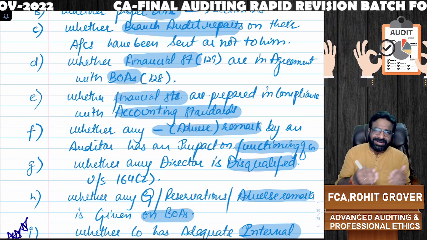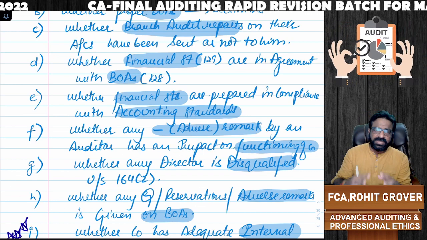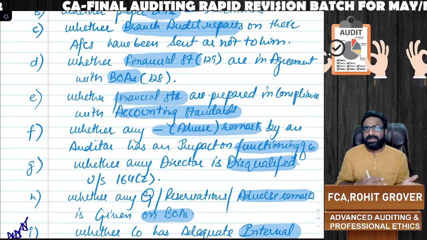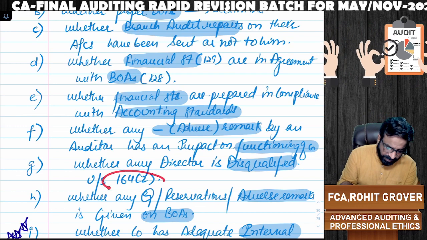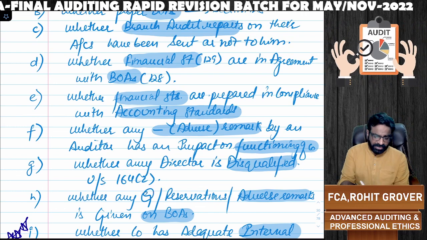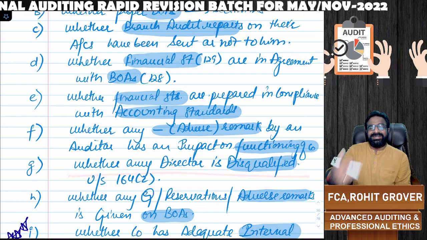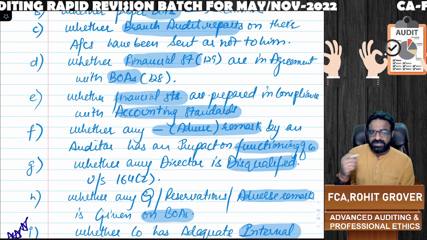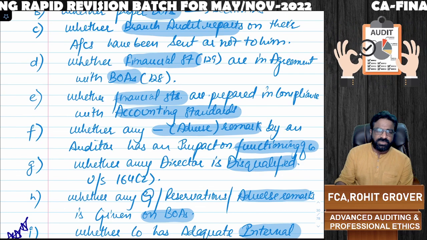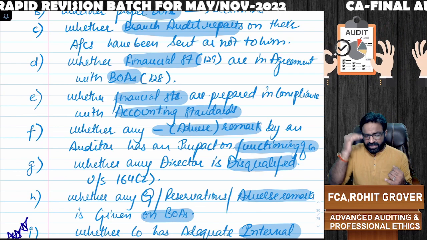If you were a director at that point of time when the default was taking place, you are disqualified to be a director in any company for the next 5 years. That is section 164 subsection 2. So at this point, the auditor is reporting whether any of the directors is disqualified under section 164 subsection 2 or not. So let's understand clauses A to F again.